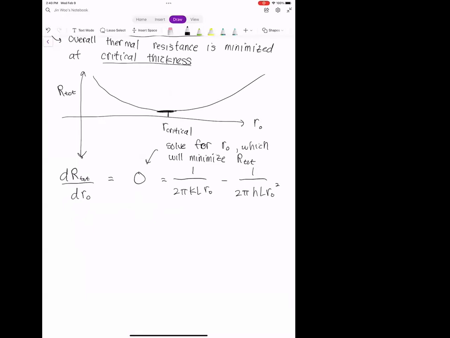Any questions on this so far, about why we're taking the derivative and how we got this equation so far? Okay. Now that we've set this equal to 0, we can go ahead and solve this for RO. I'm going to take one of these parts and move it to the other side of the equation, so I'm just going to add that to both sides. So we have 1 over 2 pi H L RO squared is equal to 1 over 2 pi K L RO.